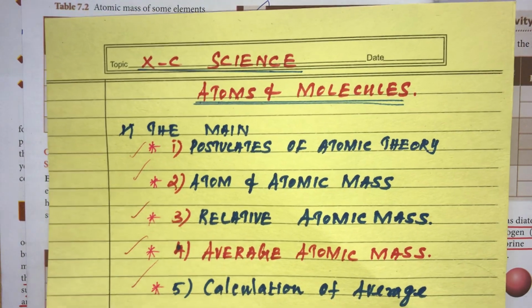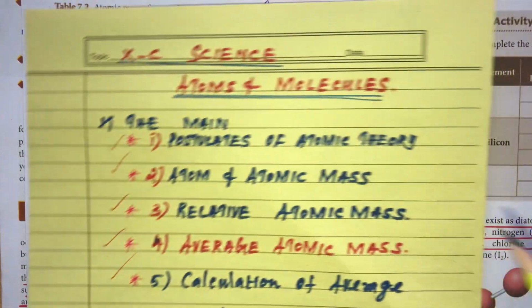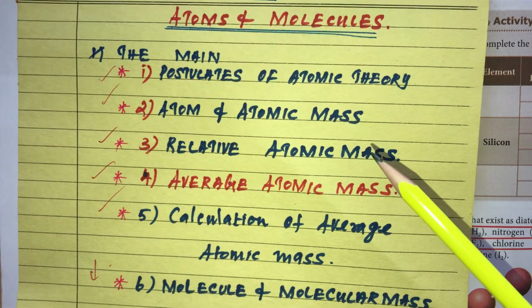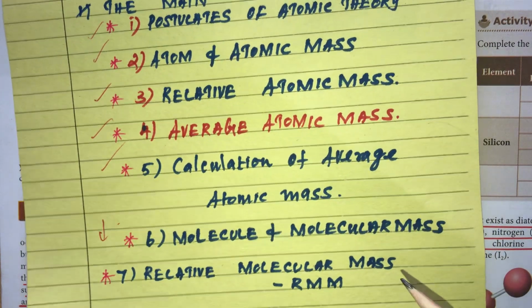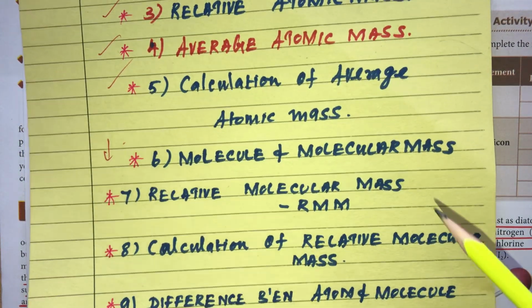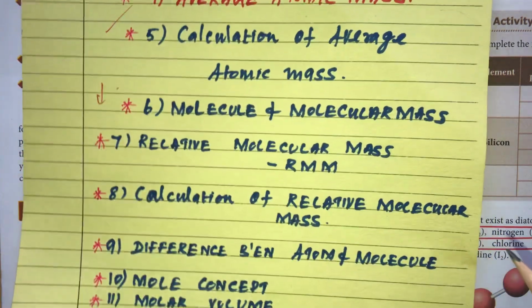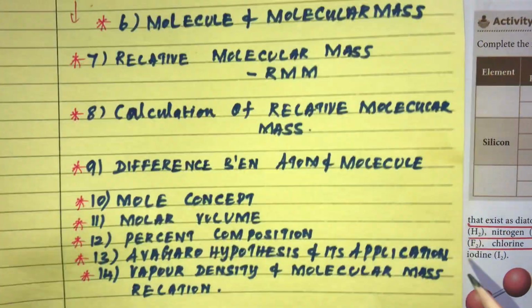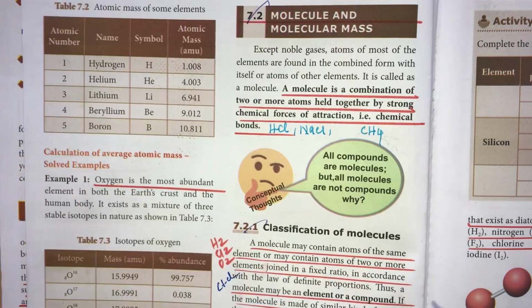10th standard science, unit 7, atoms and molecules. Already we have seen in the last video postulates of atomic theory, atom and atomic mass, relative atomic mass, average atomic mass and calculation of atomic mass. In this video we are going to see molecules and molecular masses, relative molecular mass, calculation of relative molecular mass, difference between atom and molecule, mole concept, and molar volume.